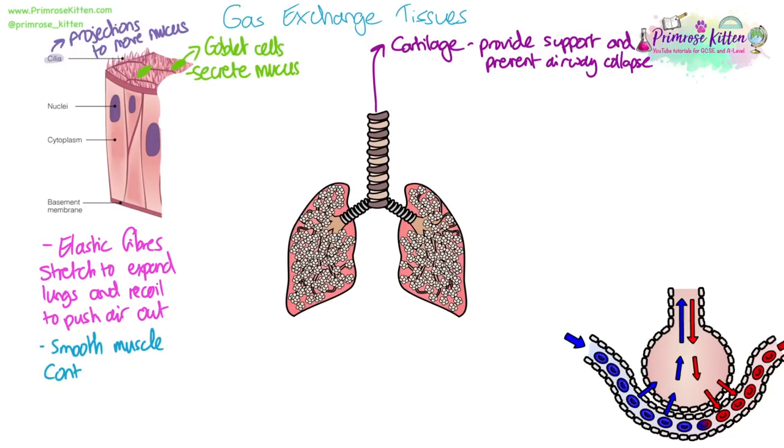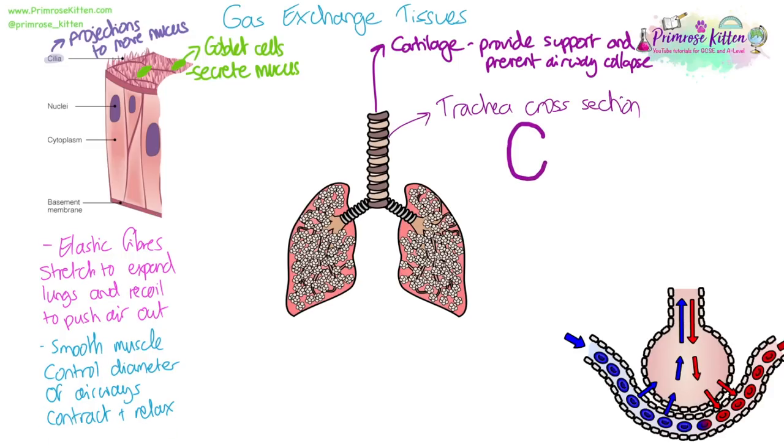Smooth muscle layers allow airways to contract, and this can control the diameter of the airways, which allows control of airflow. So when the smooth muscle layers contract, the airways are narrowed, and when the smooth muscle layers relax, the airways are dilated. This allows an increase in airflow during exercise, for example.